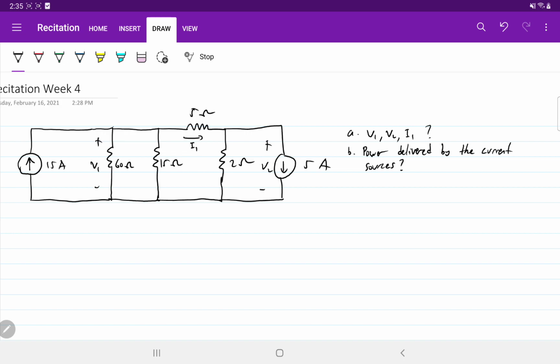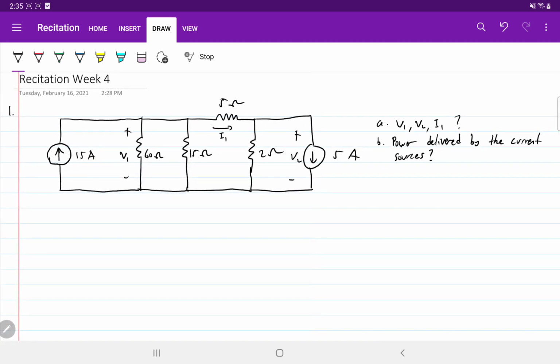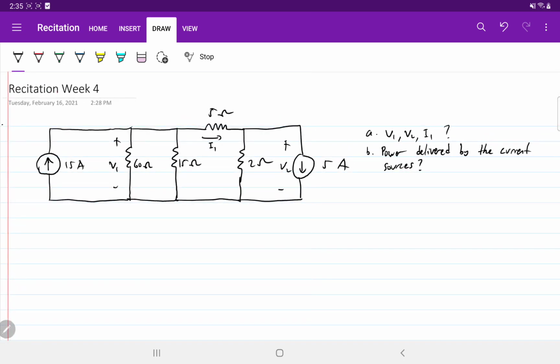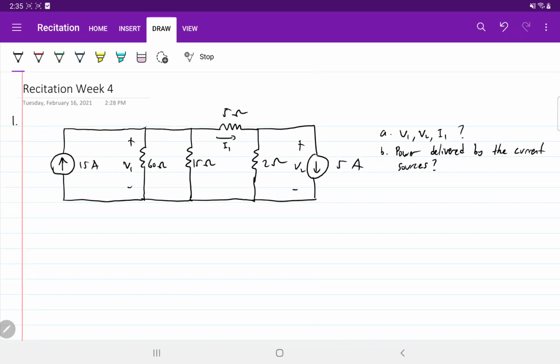Now to solve this problem, you can use either node voltage or mesh current techniques. I believe you already studied that in the class with Dr. Alamaniotis. But for this specific problem, let's use the node voltage technique.